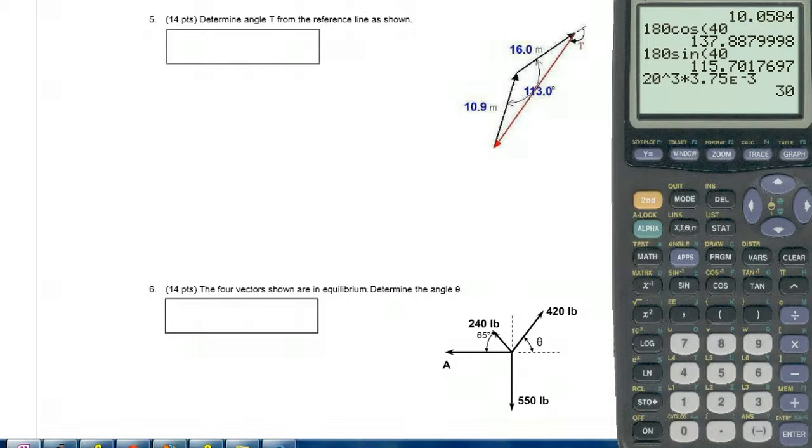We should also recognize that we have a triangle, with vectors added head to tail, and we know one included angle, this angle right here, and we know two sides, so that will completely define the triangle. We need to find this small angle in here and then subtract that from 180 to get the angle shown as T. So that's our plan of action.